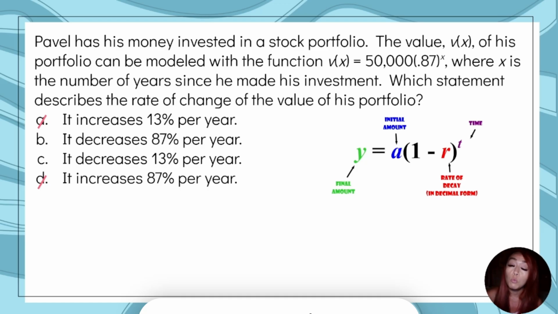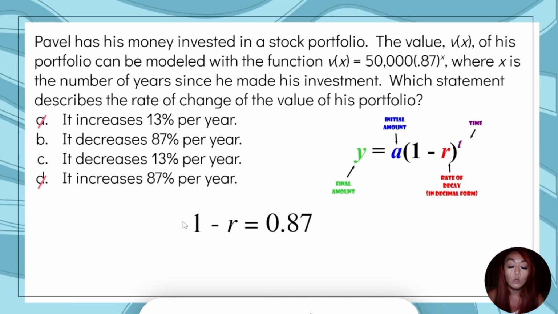Well, you might be tempted to choose choice B and say that it decreases by 87% per year, but you would actually be incorrect in doing that. And here's why. 0.87 is the result of 1 minus r, right? Once we subtract r from 1, that's how you get 0.87. So if 1 minus r is 0.87, what's the value of r?